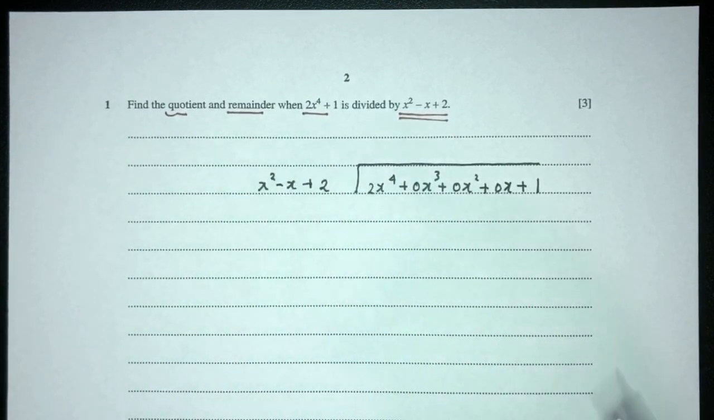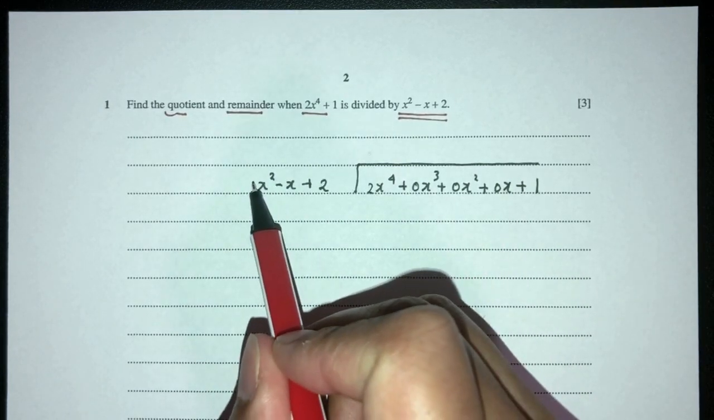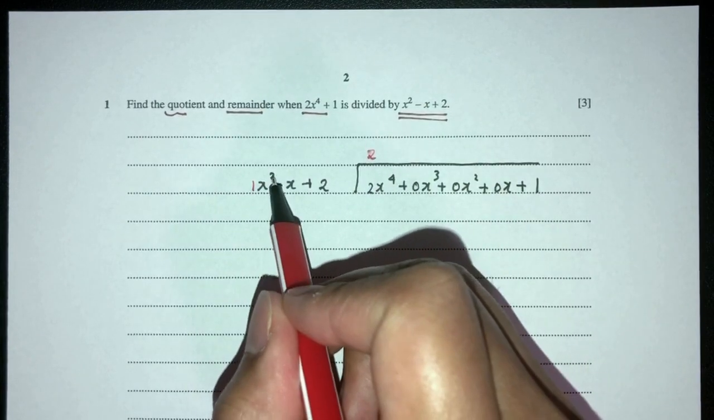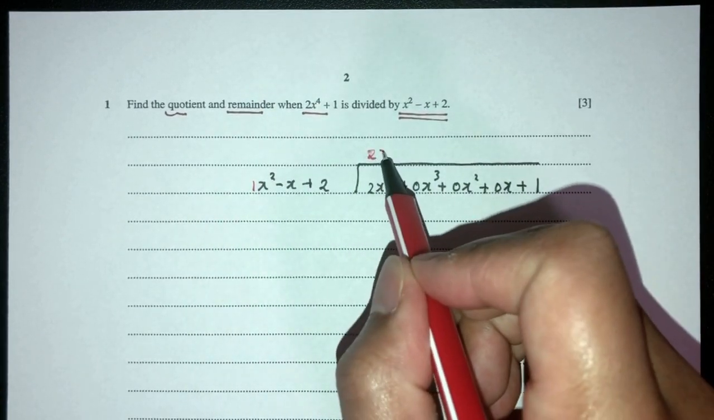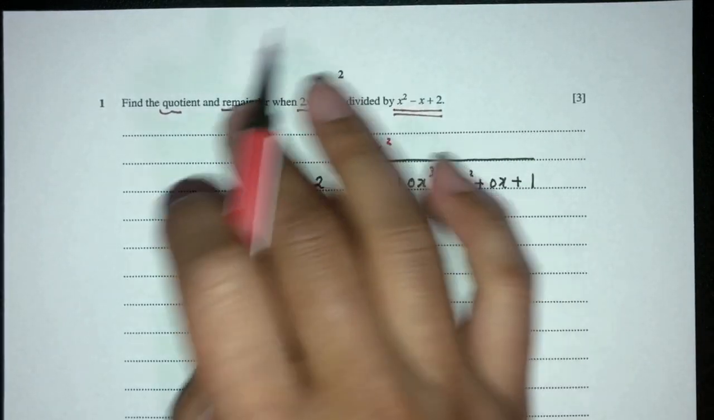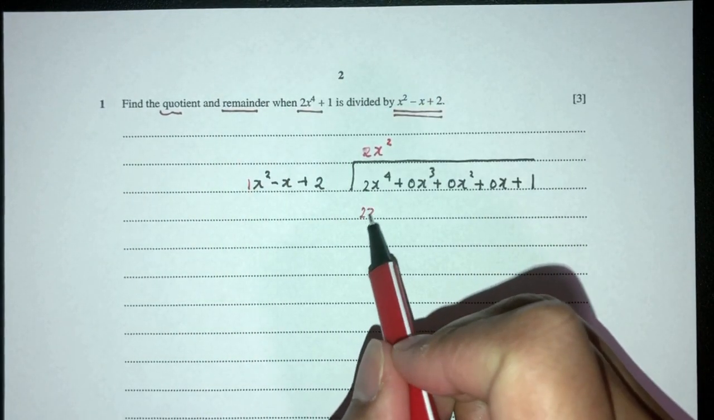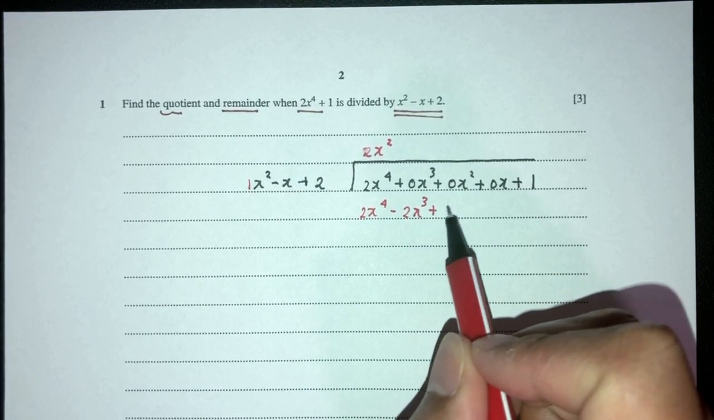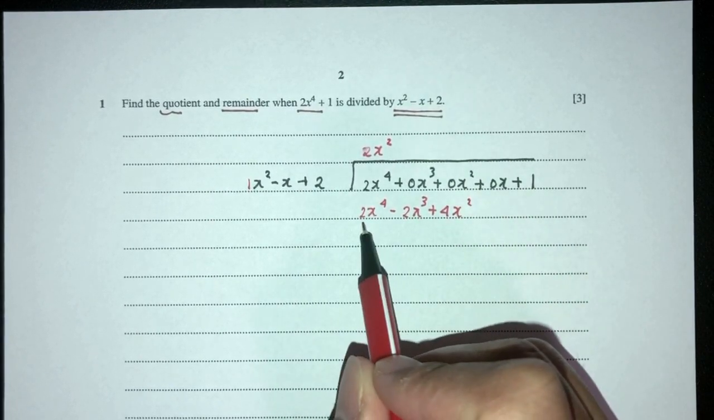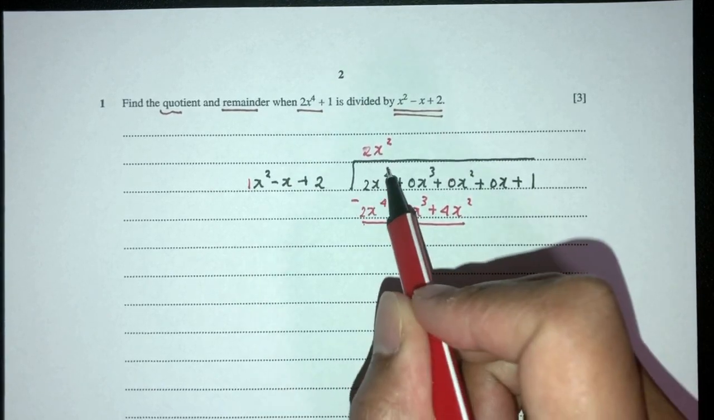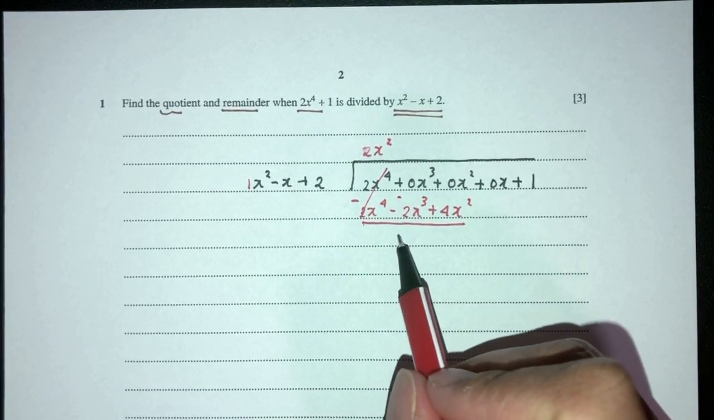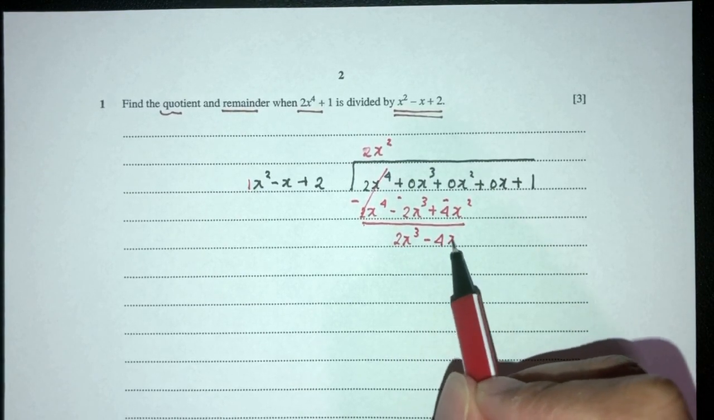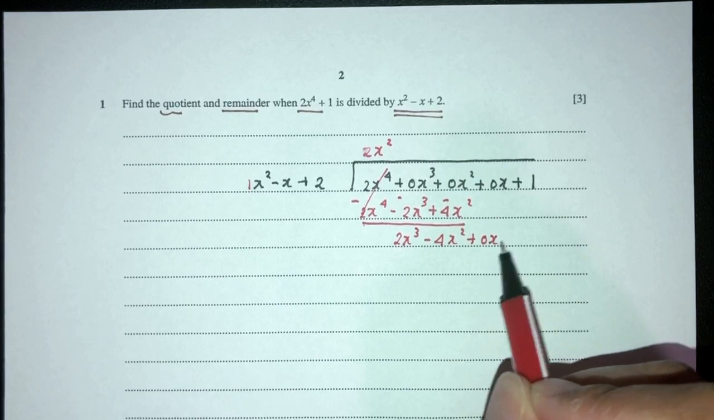Now how do you perform this operation? Pretty simple. First thing first, how would you make 1 become 2? Multiply by 2. How would you make x squared become x power 4? Multiplied by x power 2, right? Now say the whole thing times this, you will have 2x power 4 minus 2x power 3 plus 4x power 2. Now simplify. Minus this will go away. 0 minus minus 2 should be plus 2, right? And that should be just minus 4x squared. And the rest obviously should be below as well.